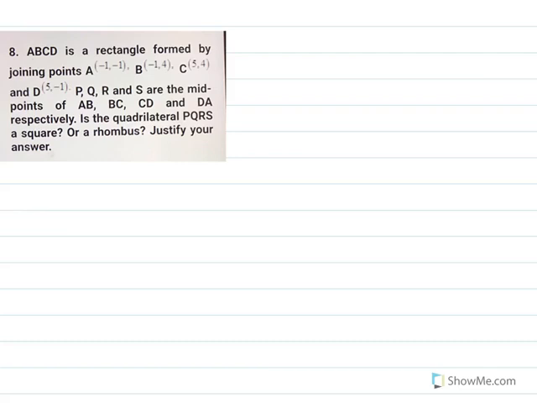ABCD is a rectangle formed by joining the points A, B, C, D. PQRS are the midpoints of AB, BC, CD and DA. Is the quadrilateral PQRS a square or a rhombus?